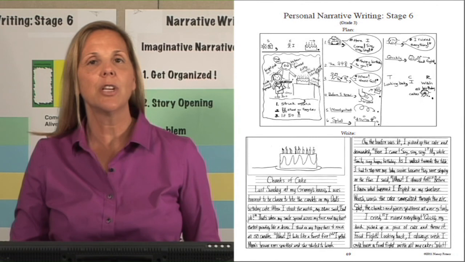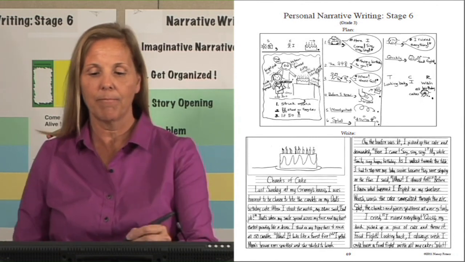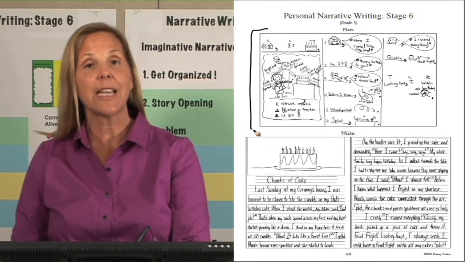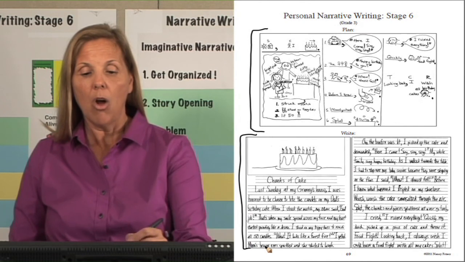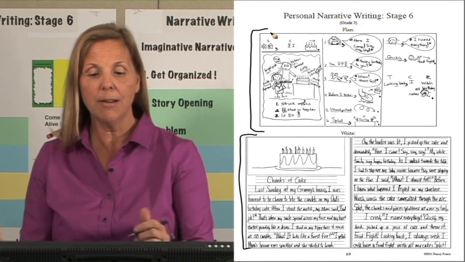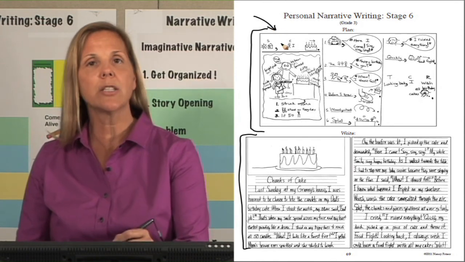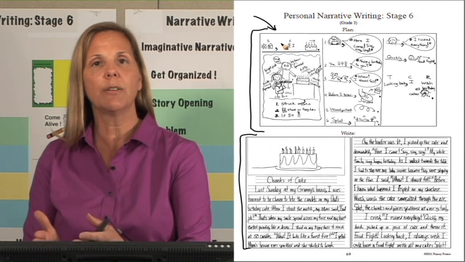Please turn to page 69 so we can wrap up our personal narrative writing stage 6. Notice you have a sample organizer and student writing on this paper. Our organizer is of the same story that we just completed, but notice this student organizer looks a little different. It's the same story, but it was done a little differently.